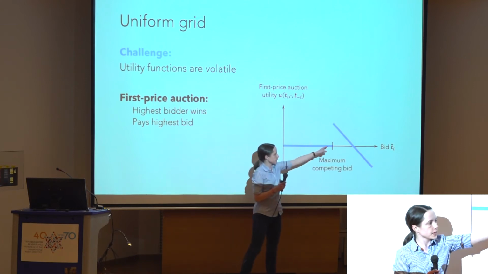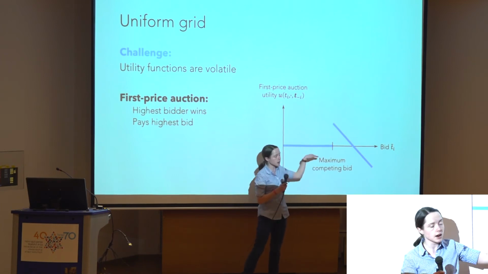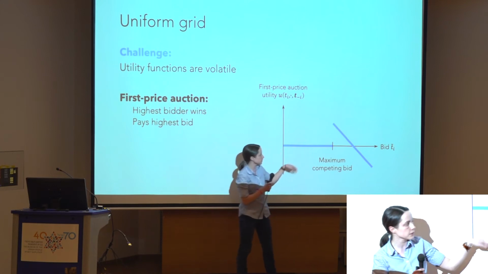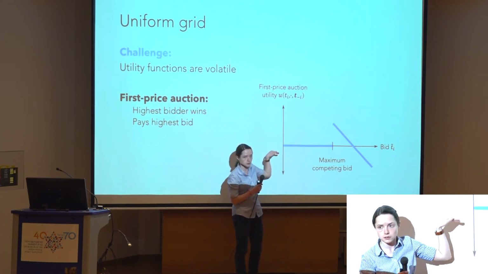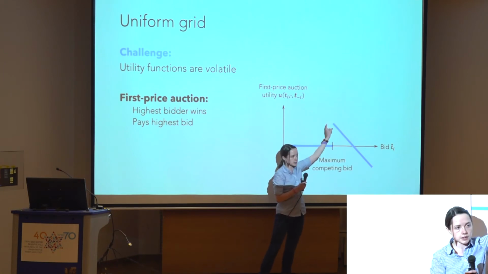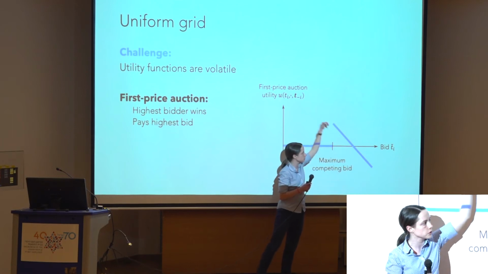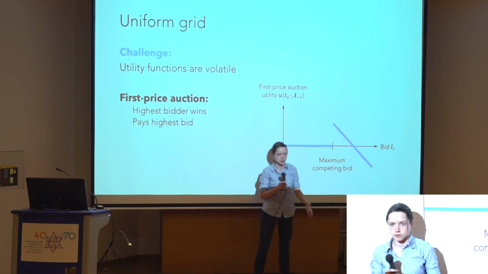So when the agent's bid, Ti tilde, is smaller than this maximum competing bid, agent i is not going to win. They're not going to pay anything, so their utility is just going to be 0. When their bid is larger than this maximum competing bid, they're going to win, and their utility is going to be their value minus their bid, so utility is just a decreasing function of their bid.